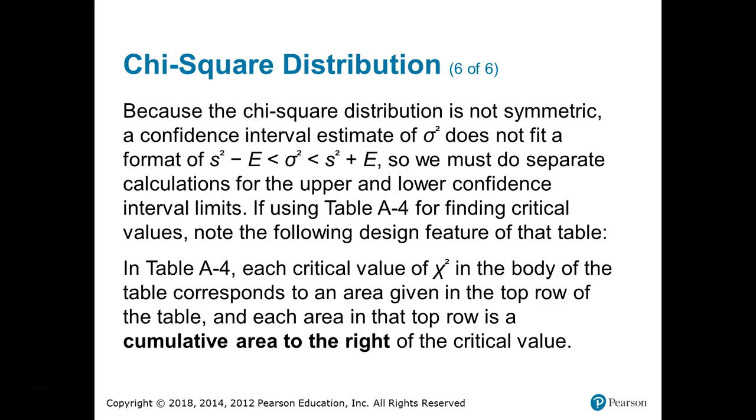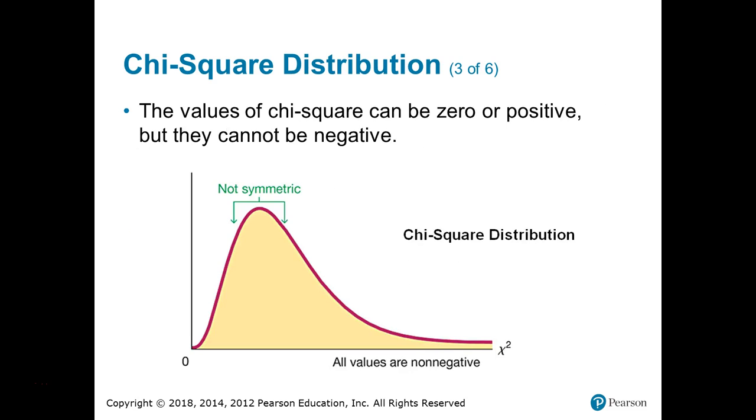But what you have to note is that it's not symmetric. So you have the area to the left right here, and then the area to the right here for, say, a 95% confidence. Those two are not going to be the same value along the chi-square x-axis.